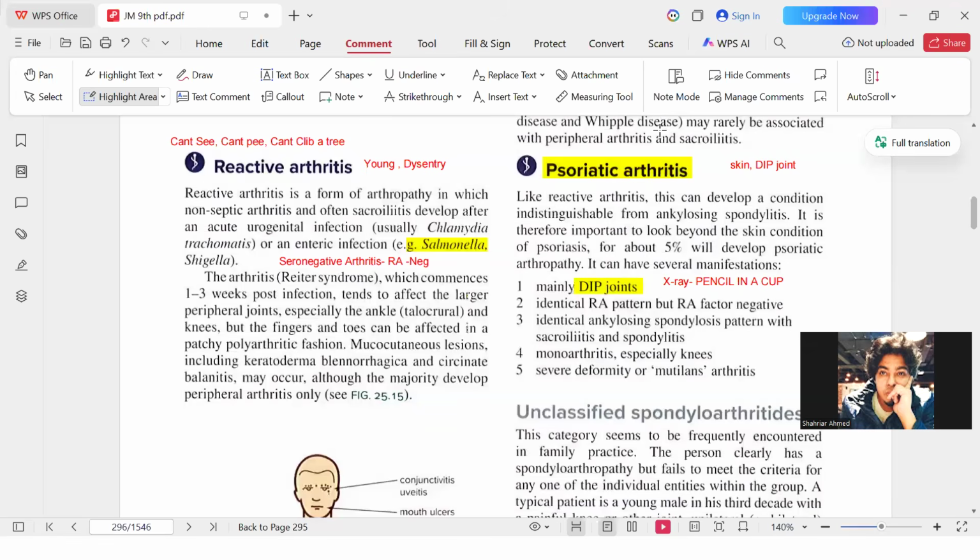Last but not least is psoriatic arthritis. Now, psoriasis is a skin disorder. Psoriasis can also affect the distal interphalangeal joint, same as osteoarthritis. It also affects the big joints and the distal interphalangeal joints. Psoriatic patients have a skin problem, and at the same time, there is a special screening with the X-ray.